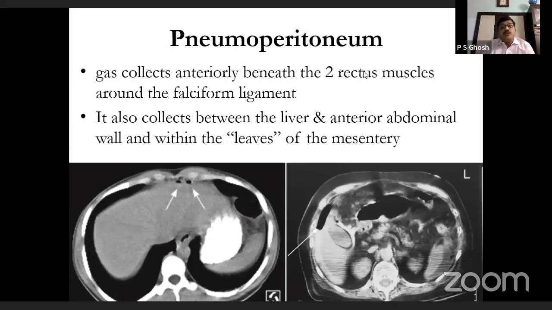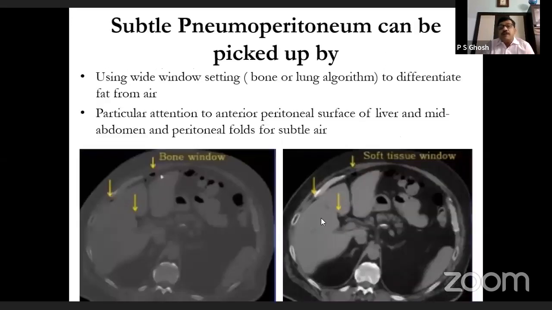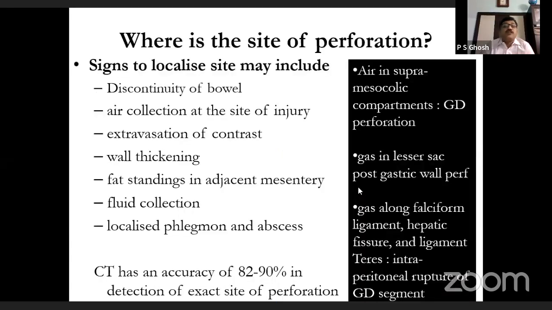Now, in case of pneumoperitoneum, we always have to look in the wide window so that we can see the air in the anterior abdominal wall. In the CT, you have to look for the pneumoperitoneum in the anterior abdominal wall, in between the liver and the cage, and sometimes within the peritoneal folds. So this is the difference. If we see it in the bony window, it is very well appreciated, which may be missed sometimes in the soft tissue window.